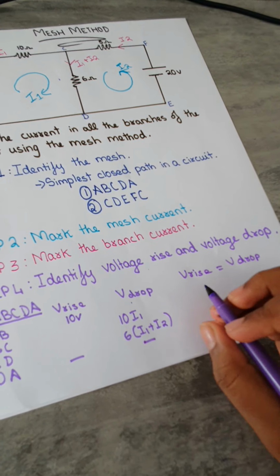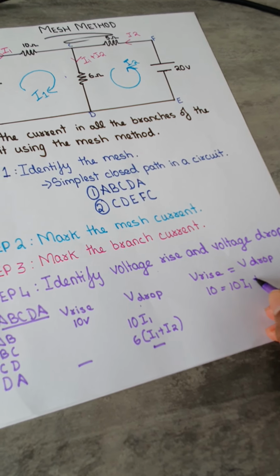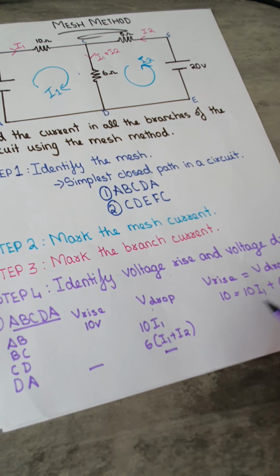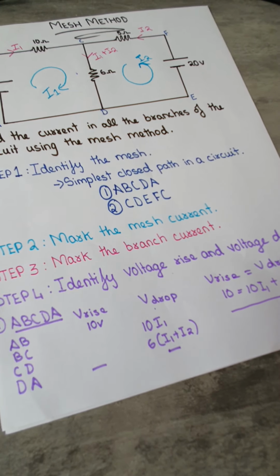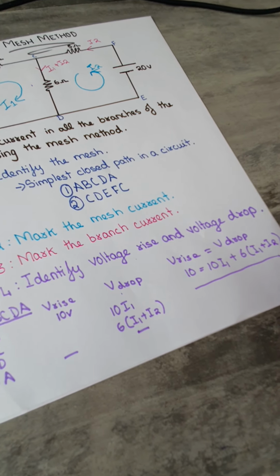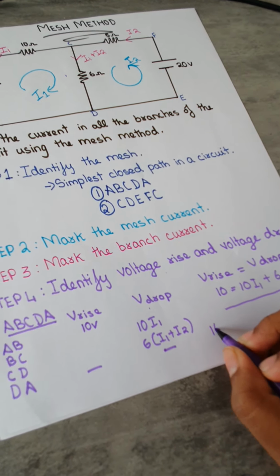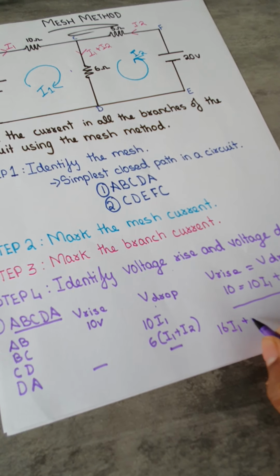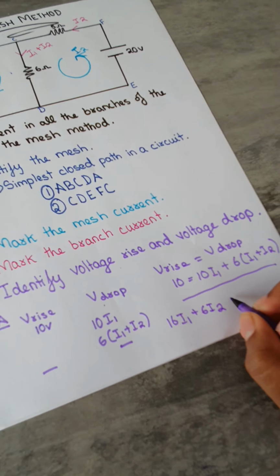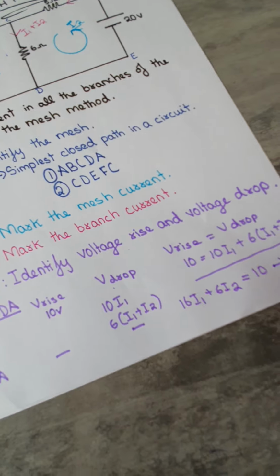So V rise is 10 here, equal to V drop, which is 10 I1 plus 6 into (I1 plus I2). So this is our first equation. We are getting an equation based on Kirchhoff's voltage law: V rise equal to V drop in a closed circuit. So when you simplify this, you will get 16 I1 plus 6 I2 equal to 10. This will be our equation 1.